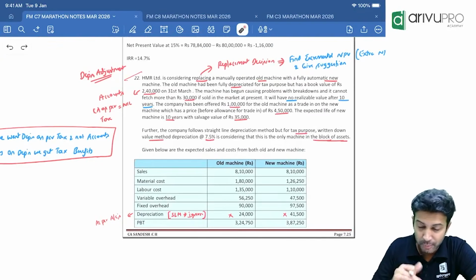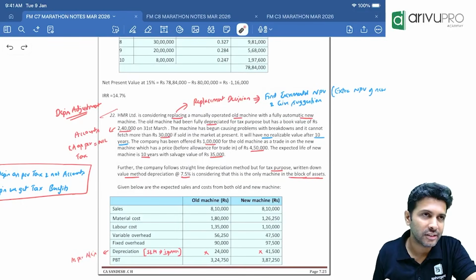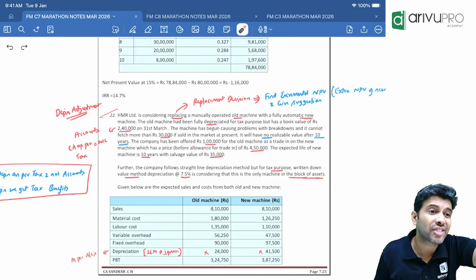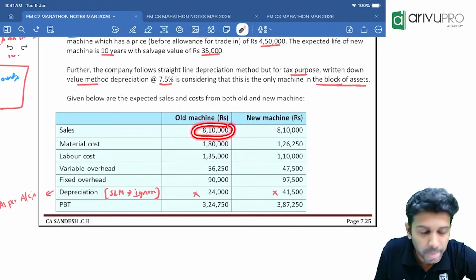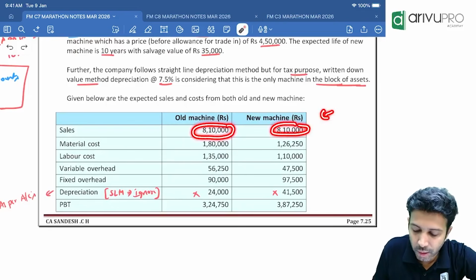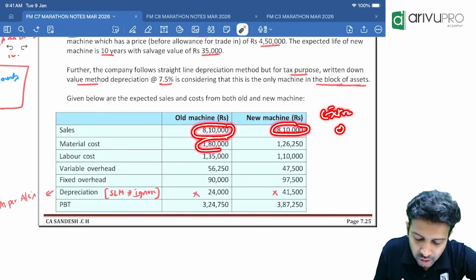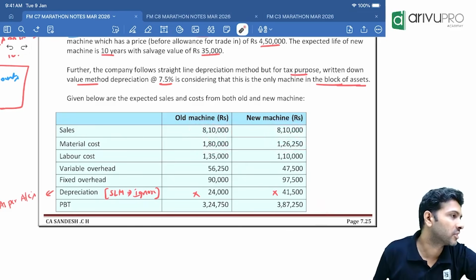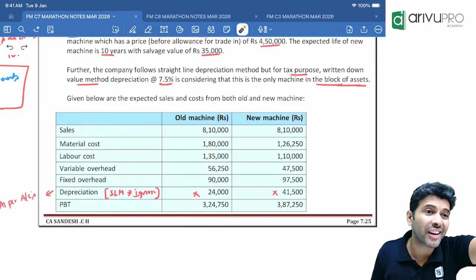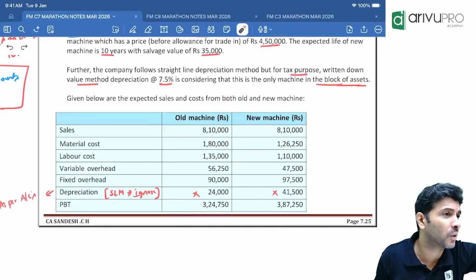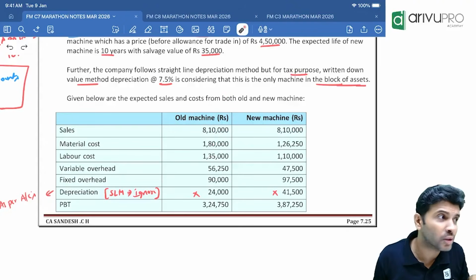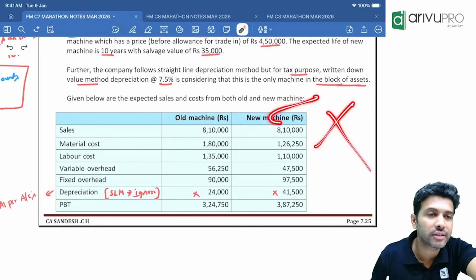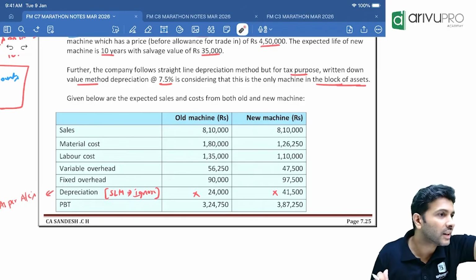Now, first I'll tell you the incremental. Incremental approach means we don't want total sales, we want extra sales. Everything on an extra basis. Check here. What is the old machinery's sales? 810. The new machinery's sales? 810. That means how much is extra? Nil. Old material cost? 180. New? 126. That means you have to find everything on what basis? Extra basis. Don't take the full number, take only the extra number. That means you will get extra cash flow. Take the extra cash flow and work out NPV. You will get the extra NPV. If that extra NPV is positive, accept the new machinery. Otherwise, reject. That's the rule.